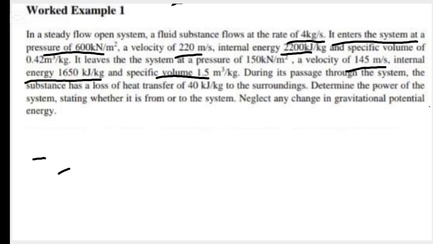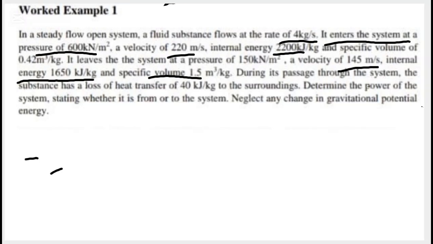During the passage through the system, the substance has a loss of heat energy of 40 kilojoule per kg to the surrounding. Determine the power of the system, stating whether it is from or to the system, neglecting any change in the gravitational potential. So the first thing that we are going to do, we have to first figure out the data.